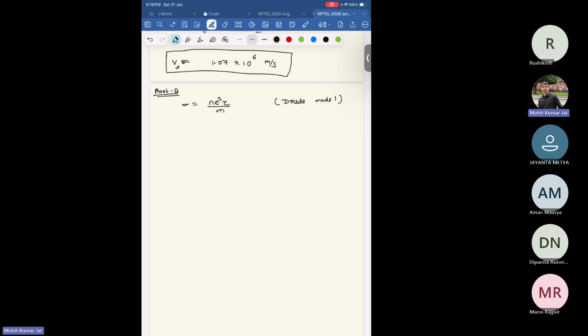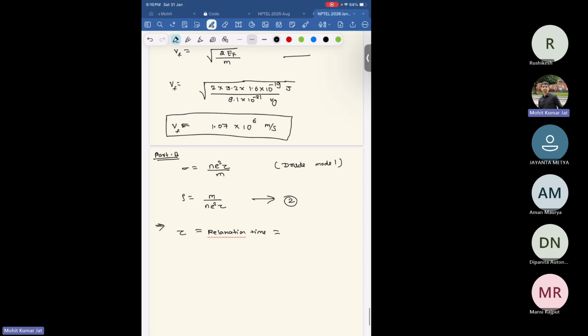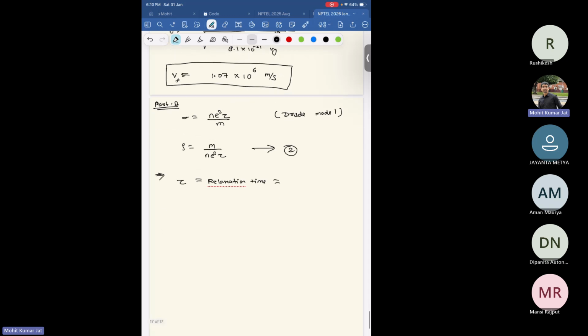So if I take the inverse of it, what I will get is rho is m by ne square tau, and tau is the relaxation time, which is asked in the question. Let me call this one equation 1 and this equation 2. If you manipulate equation 2, what you will get is tau equals m by ne square rho.